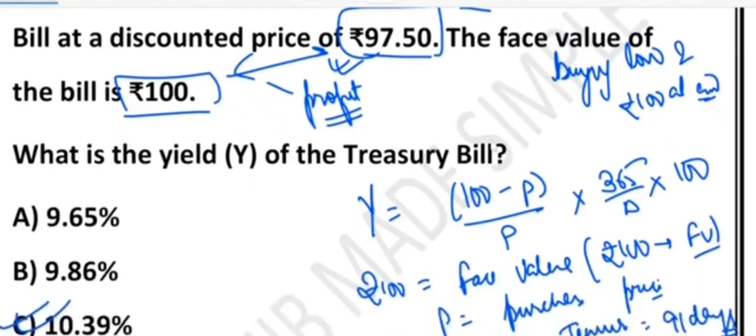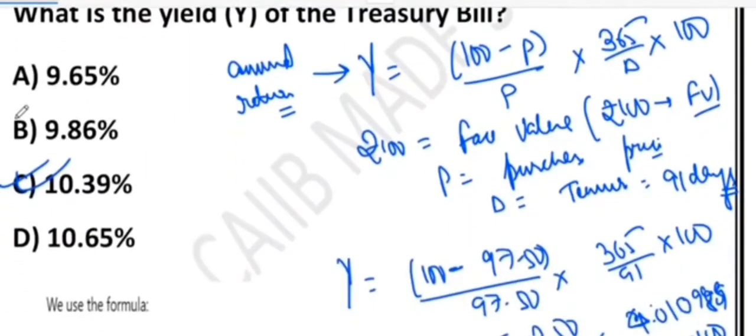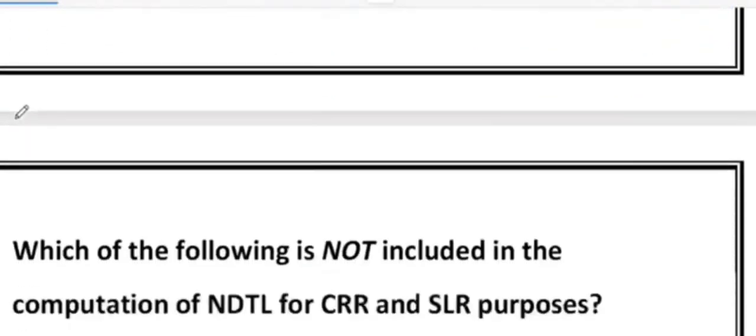And if you want to find the annual return, what is the meaning of yield? Yield just means annual return. So if you want to find the annual return, you can use the formula Y is equal to (100 minus P) upon P into 365 upon D into 100. So after putting the value, the answer is 10.39%. So the next time you get a treasury bill MCQ, don't panic. Just plug the value into the formula and solve step by step. Now friends, have a look at the next question.